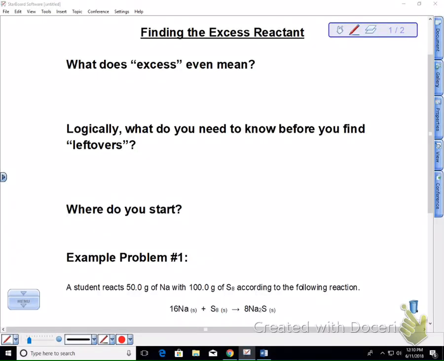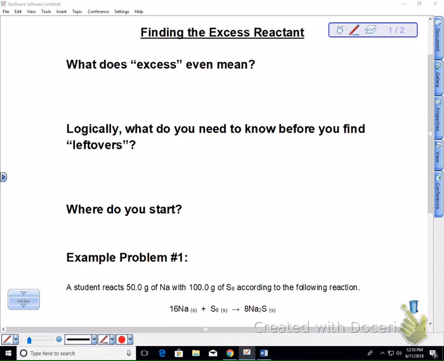Welcome back. In this video, we're going to look at the excess reactant. We've talked about it from a conceptual standpoint a couple of times now, but for some reason, when push comes to shove and we start doing math problems with excess reactant, this is where students have the most trouble. So I wanted to work through a few examples for you to refer to.